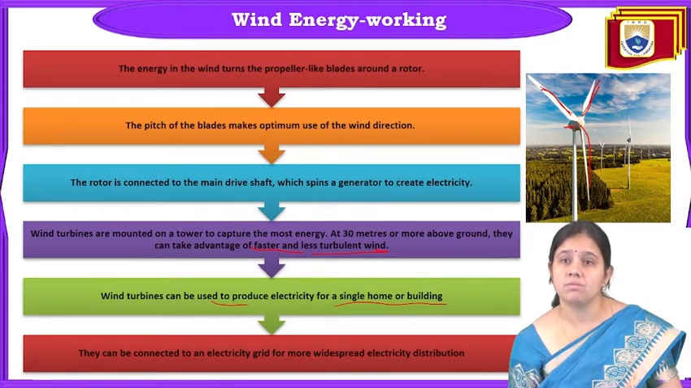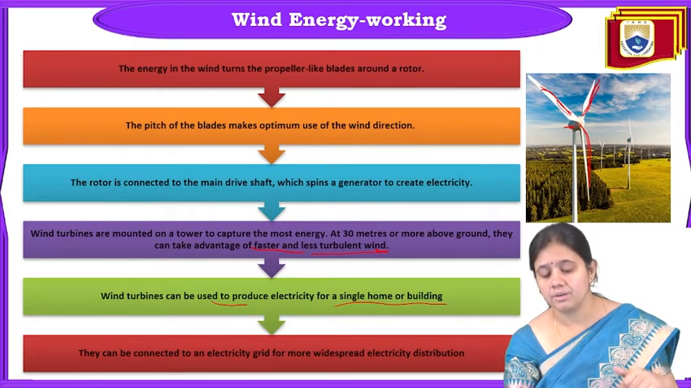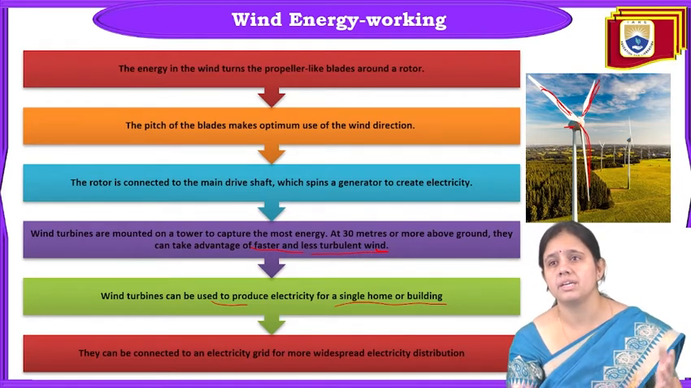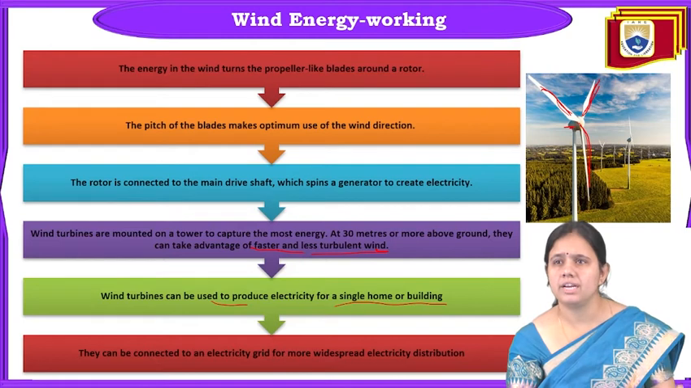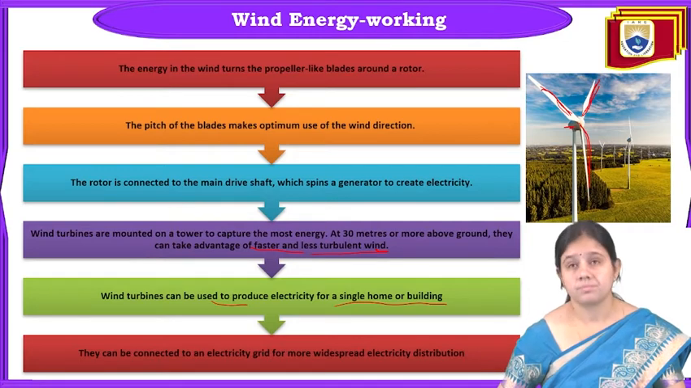So this is all about the working of wind energy. The propeller-like blade is there with the wind, and it starts rotating in the direction of the wind, and that generates electricity. It is mounted on a very high tower, so it uses more and more wind, with less turbulence.